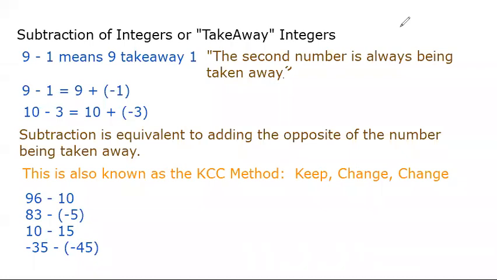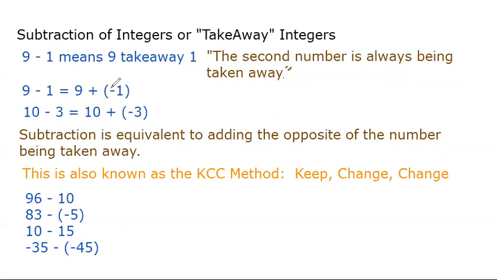As we continue on, let's talk about subtraction of integers, or take away integers. So if I look at the subtraction problem, 9 minus 1, 9 minus 1 means 9 take away 1. So note that the second number is always what's being taken away. So when I look at this problem, 9 take away 1, that's equivalent to 9 plus a negative 1.